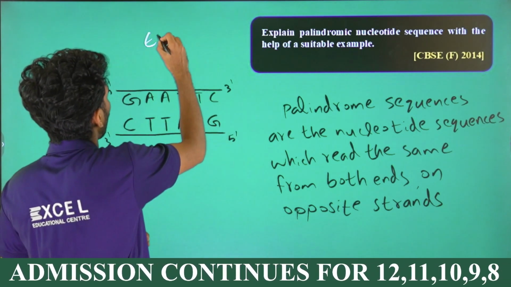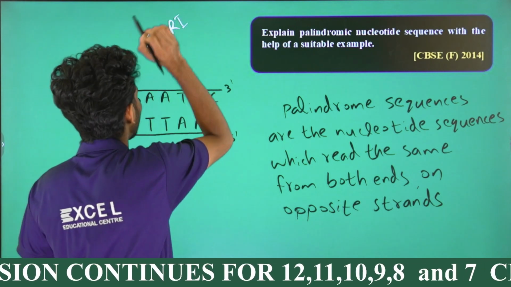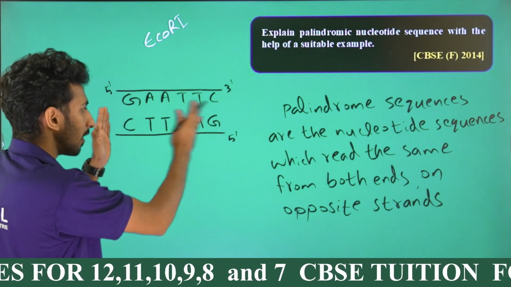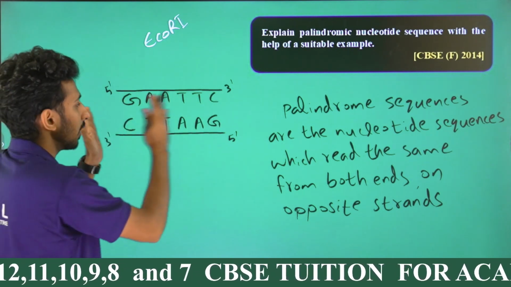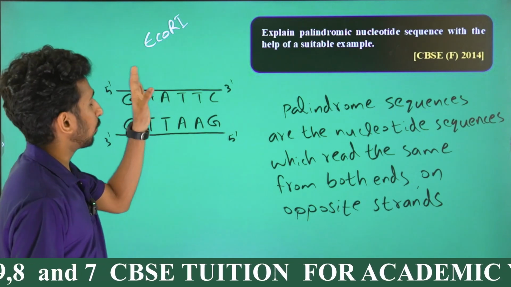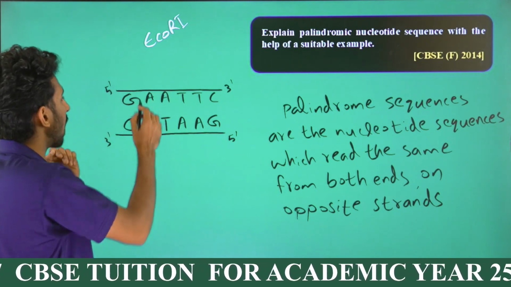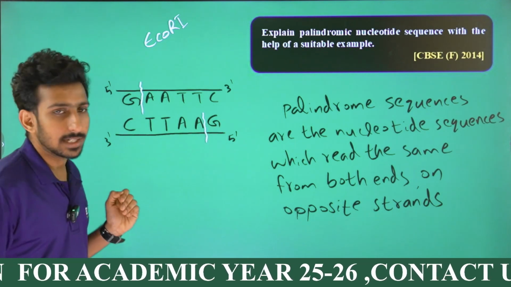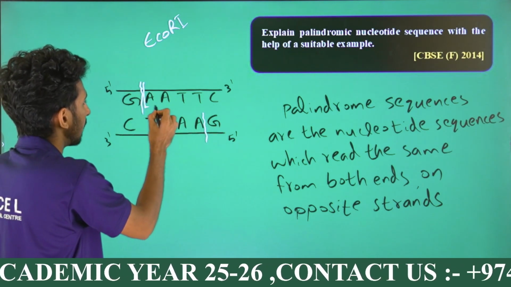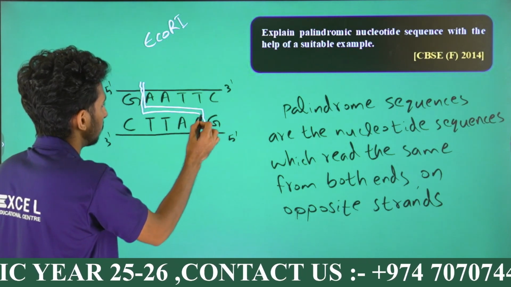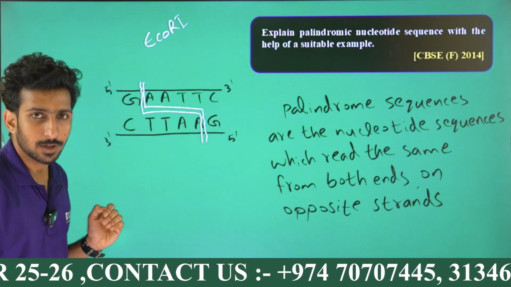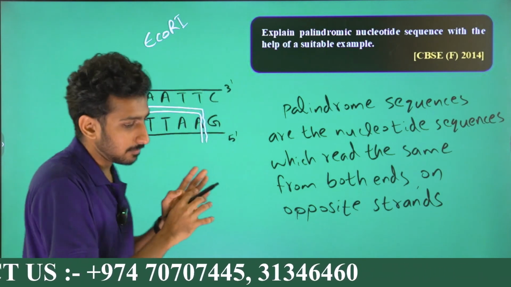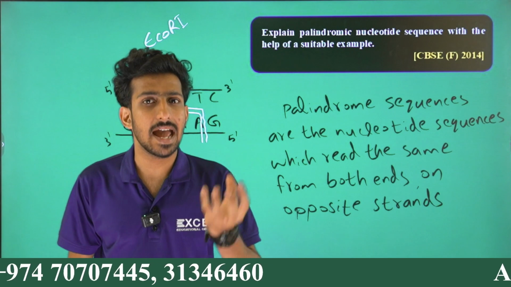EcoRI is a restriction enzyme. It cuts somewhere in the recognition sequence, somewhere in the palindromic sequence. You know the location of cutting of EcoRI. EcoRI cuts between G and A. Got it? And after cutting this, the portion will be single-stranded overhanging stretches.